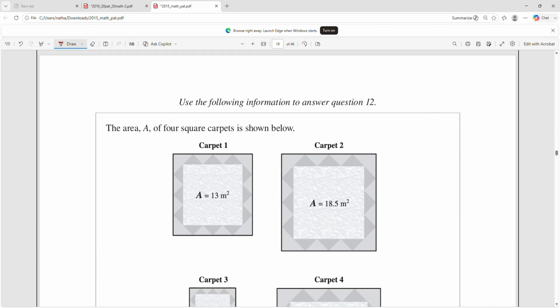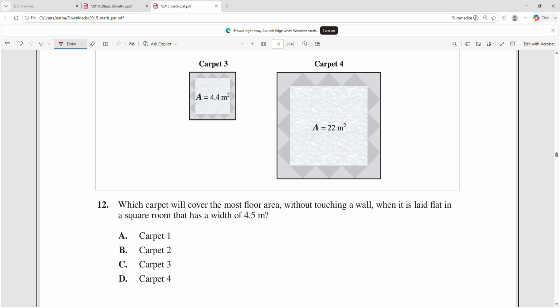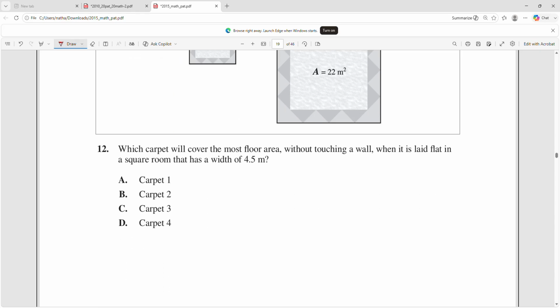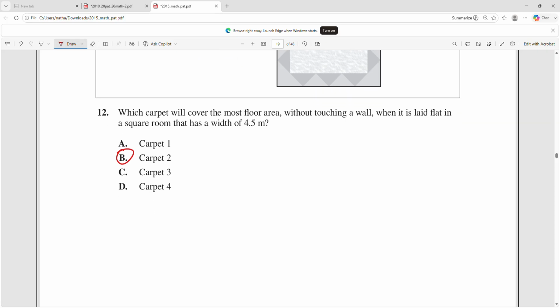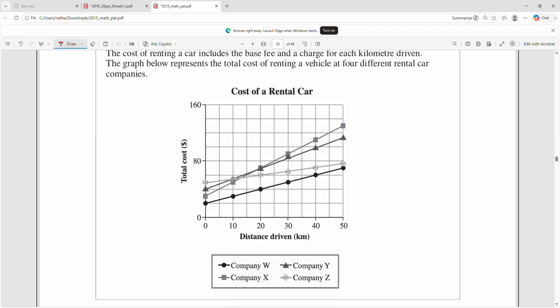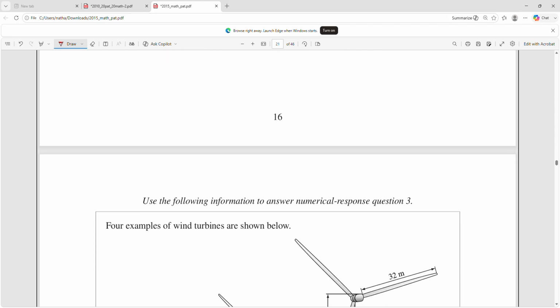Okay, there we go. We've done this question before, and here it is. The answer is carpet 2. So you check your answer if you're just breezing through this. I won't explain that one again. There's just no time this evening. We've done that one before.